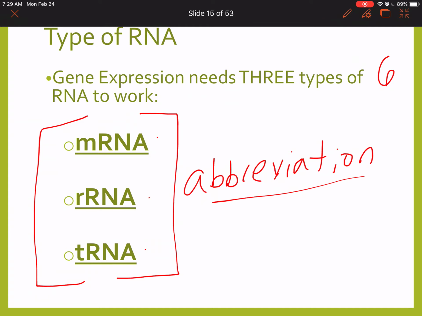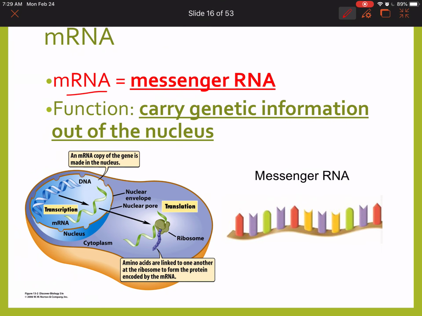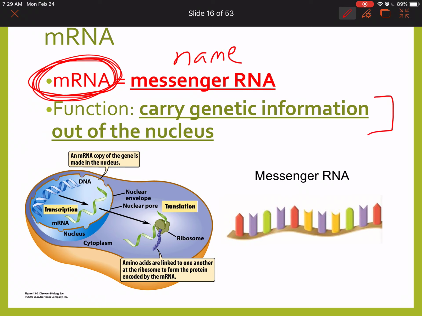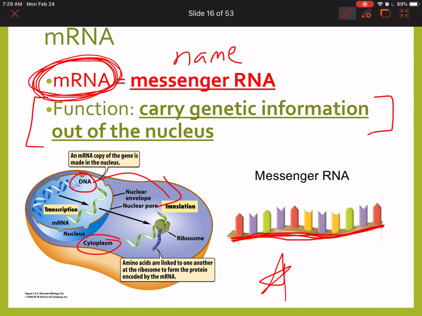Start with the most important, which absolutely is mRNA. This is the one we will spend the most time on. Its name is messenger RNA. Its function is it carries genetic information out of the nucleus. It does what a messenger does. A messenger says, all right, I pick up my information here from the DNA and I carry it out to the cytoplasm. I go from point A to point B. Okay? It even looks like a sentence, which messages are filled with sentences. It's a long string. Right? Most important, and the one we will deal with a lot.